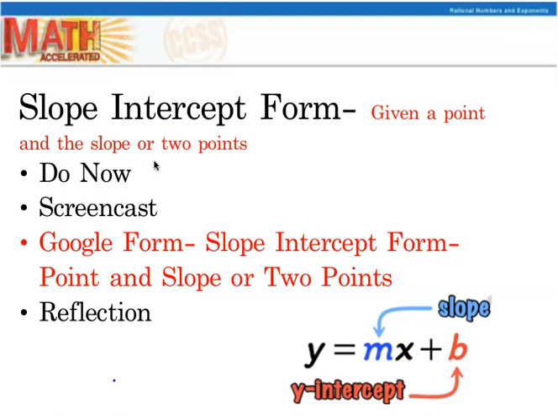As always, please complete your do now, watch this video, then complete the Google form on slope-intercept form with a point and the slope, or 2 points. And when you're done, complete the reflection.